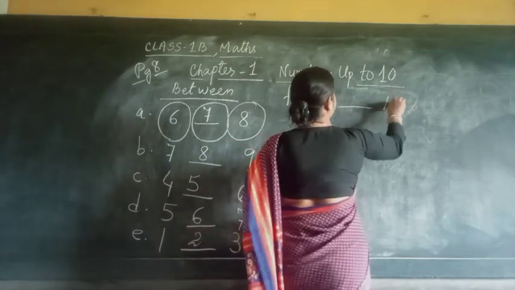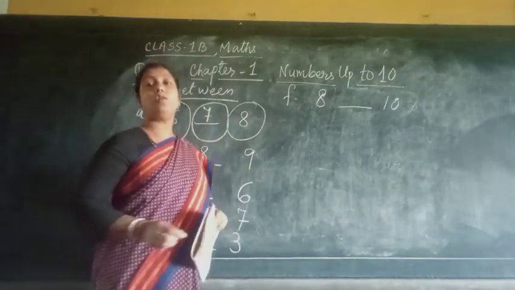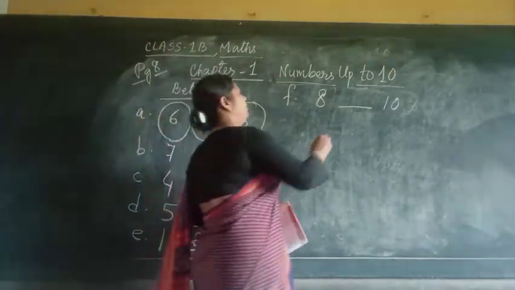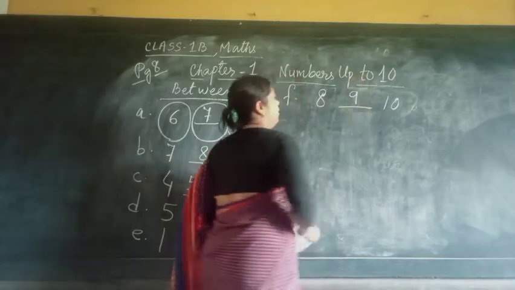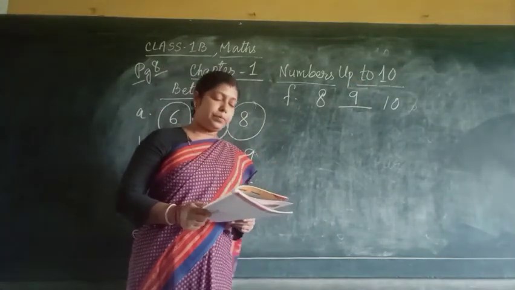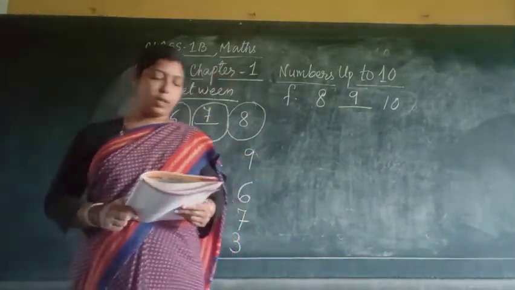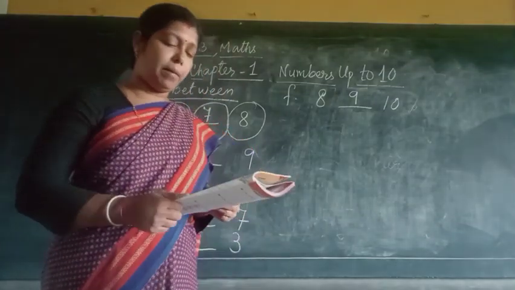8, 10. What comes in between 8 and 10? You all know. 9 comes. Okay? Alright. Now you see here number 2. Color the square with the greater number green.